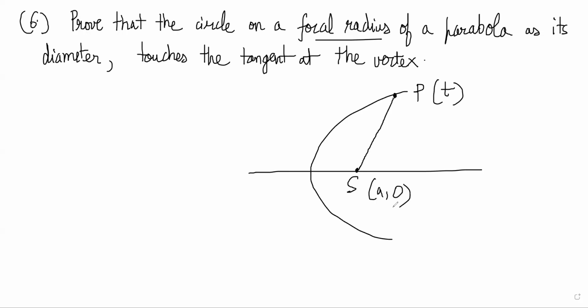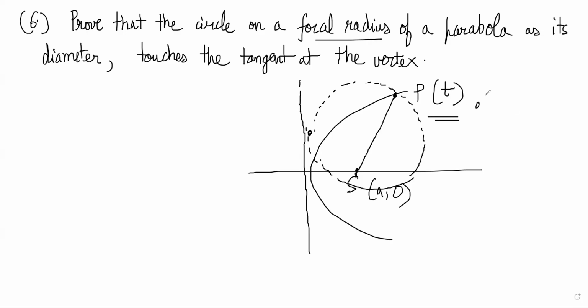And what we need to do here is draw a circle with the focal radius as diameter. So something like this, a circle like this, with the focal radius as diameter. Obviously, this is not a very accurate figure because I'm trying to draw it by hand. We need to prove that the tangent at the vertex is also touching this circle. So first of all, I need the equation of this circle.